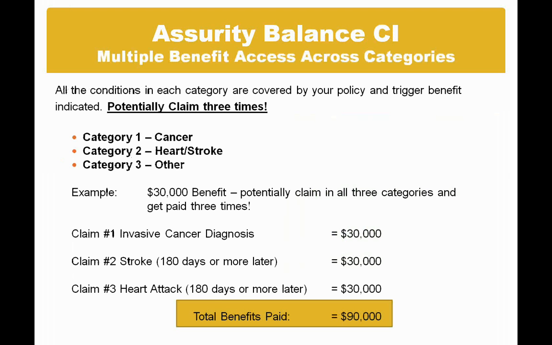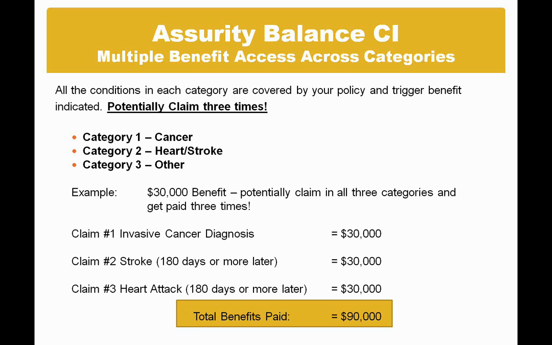And how the 3 times benefit potentially works here is what you have is 3 categories, and your first category is going to be cancer. The second category is a heart attack and stroke category, and category 3 is other. So in an example here, let's say you had invasive cancer. That's one claim, and what you'd get is your lump sum benefit of $30,000.